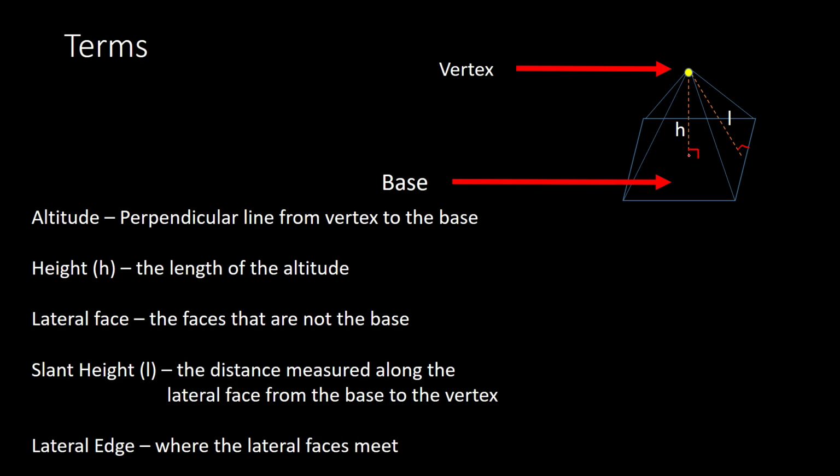And next we have the lateral edge, which is where the faces meet. So these lines here in red, it's kind of hard to see, but each of these lines going from the vertex down to the corner would be a lateral edge.